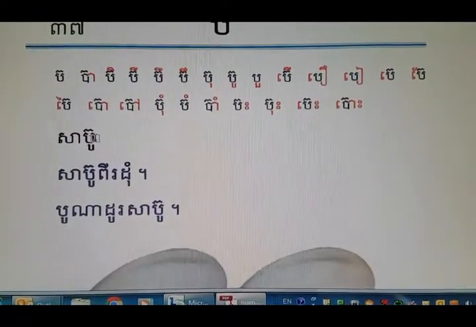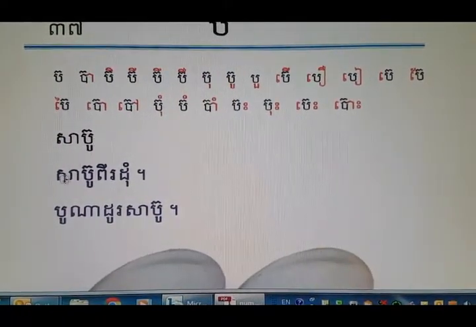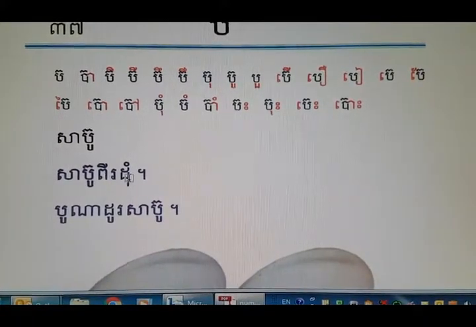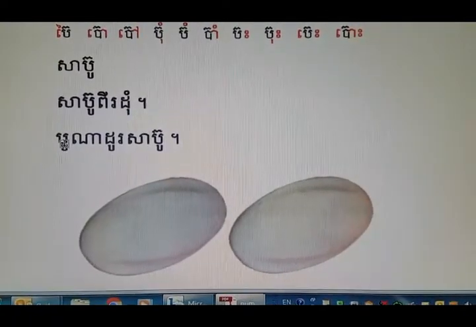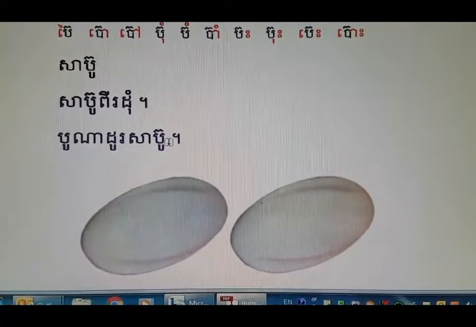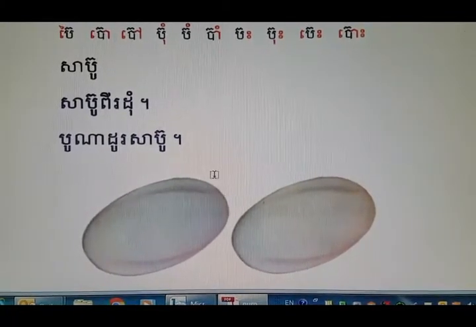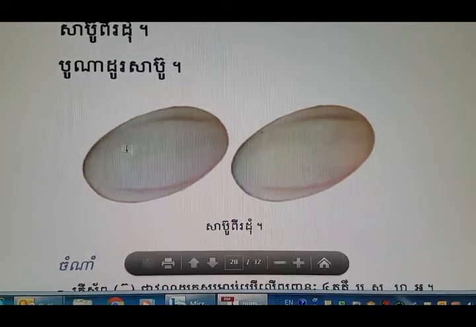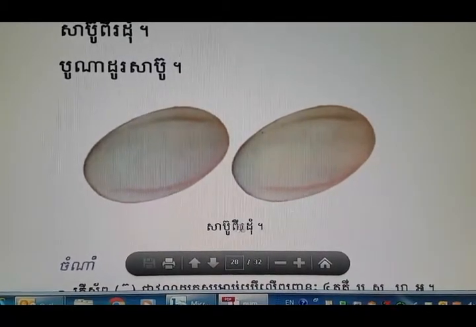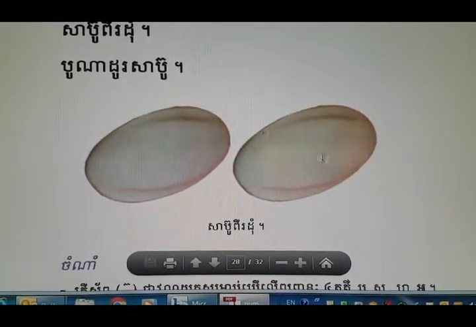Sa bù, sa bù pi đồng. Bô na đô sa bù. So sabu means soap, sabu. Sabu pi đồng, like 2 pieces of soap.